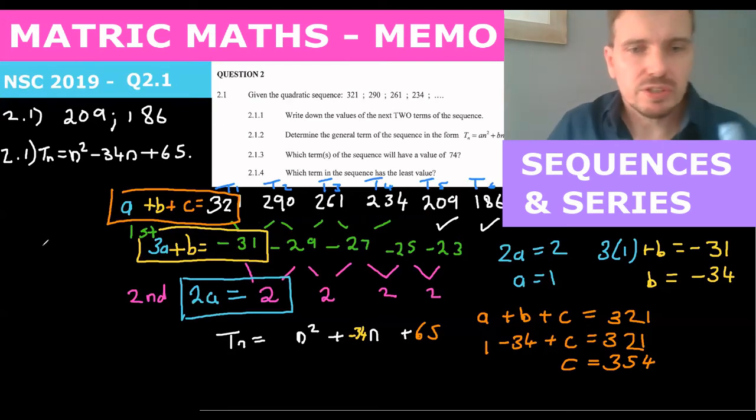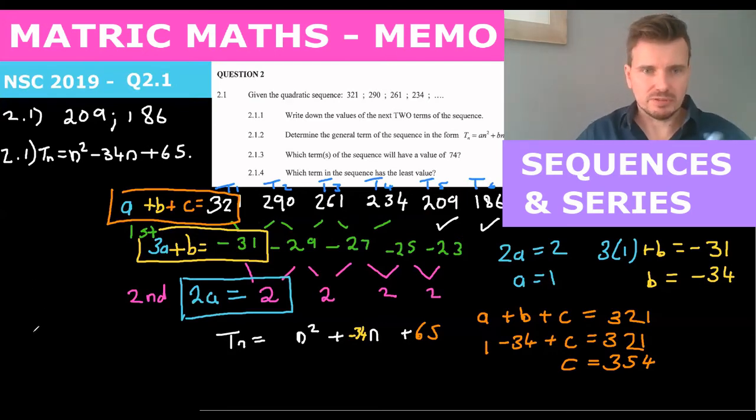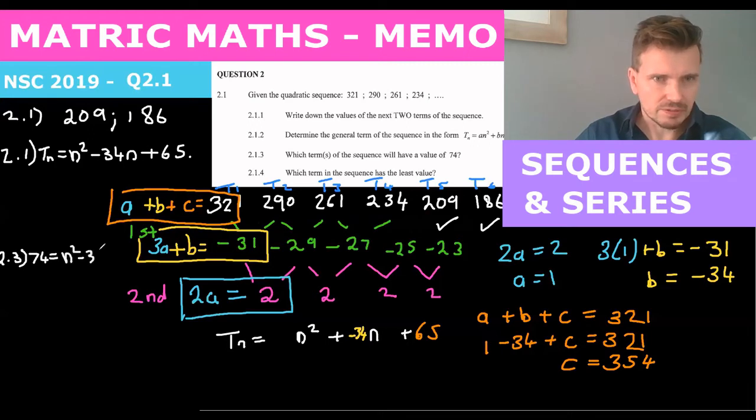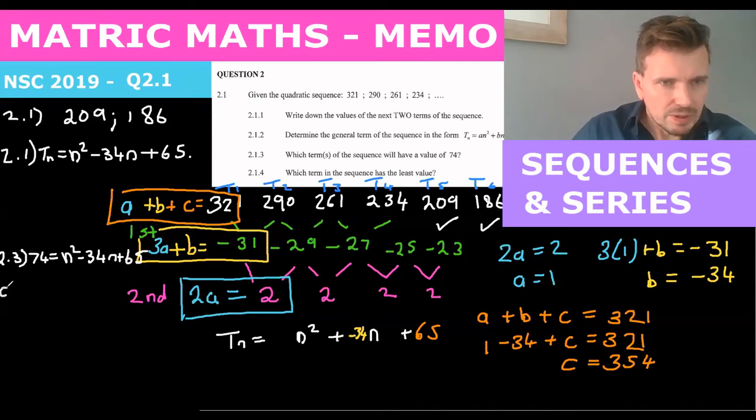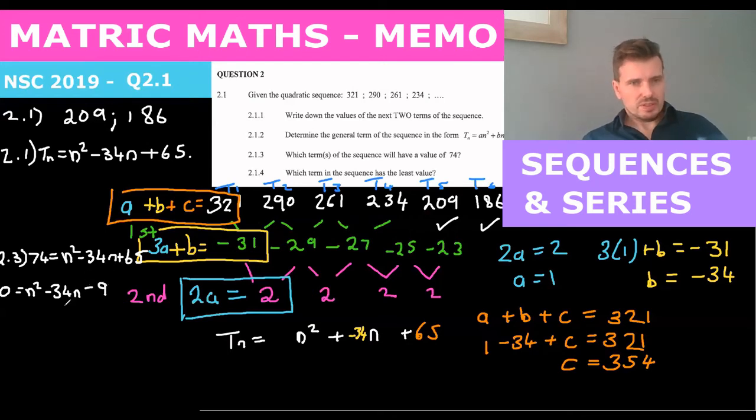Okay, then it says which term would have a value of 74. So I simply substitute in 74 for my Tn. So 74 equals n squared minus 34n plus 65. Get everything to one side, so 0 equals n squared minus 34n minus 9, because 65 minus 74 is minus 9.